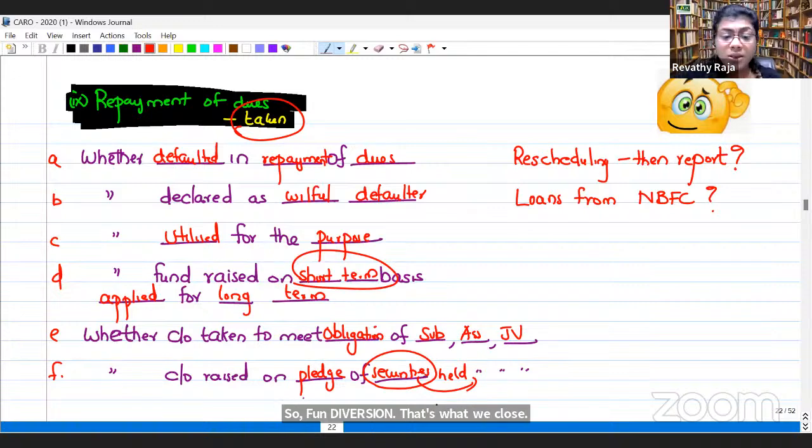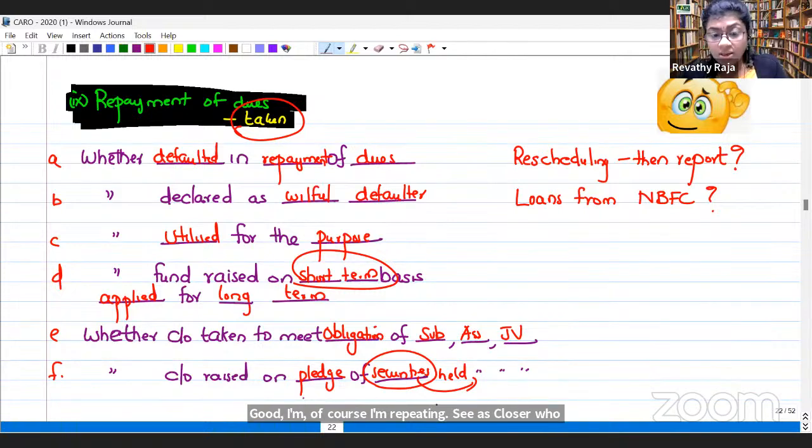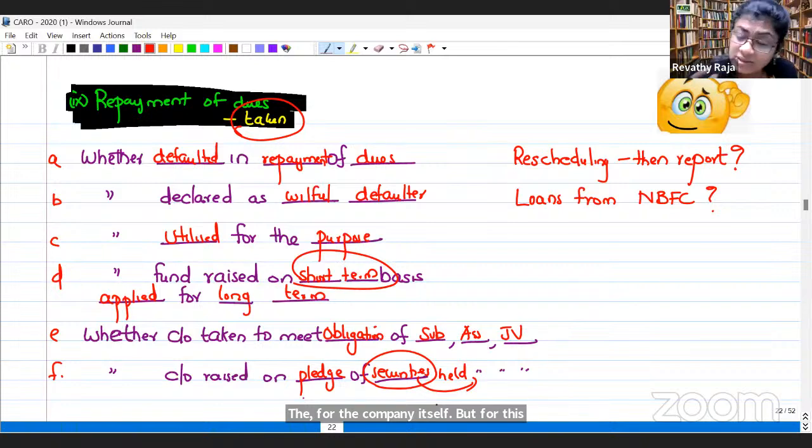F clause, I'm repeating. See, in F clause, who took the loan? The company. For whom? For the company itself. But for this loan, what did they give as security? The security which the company held in subsidiary, associate, JV. Without security, they won't give the loan, no. This security you pledged and you took the loan for yourself, that has to be reported.